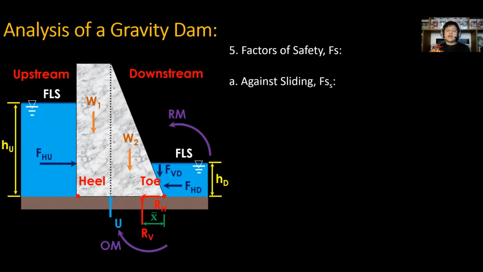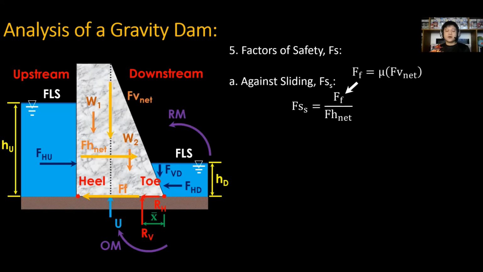First factor of safety is against sliding, or Fs sub S. Fs sub S is equal to the resisting force, the frictional force at the base of the dam, for the numerator, and cause of failure is the pushing force Fh net for the denominator, where frictional force is mu times Fv net, where mu is the coefficient of friction at the base of the dam, while Fv net is the remaining downward force after subtracting upward forces.